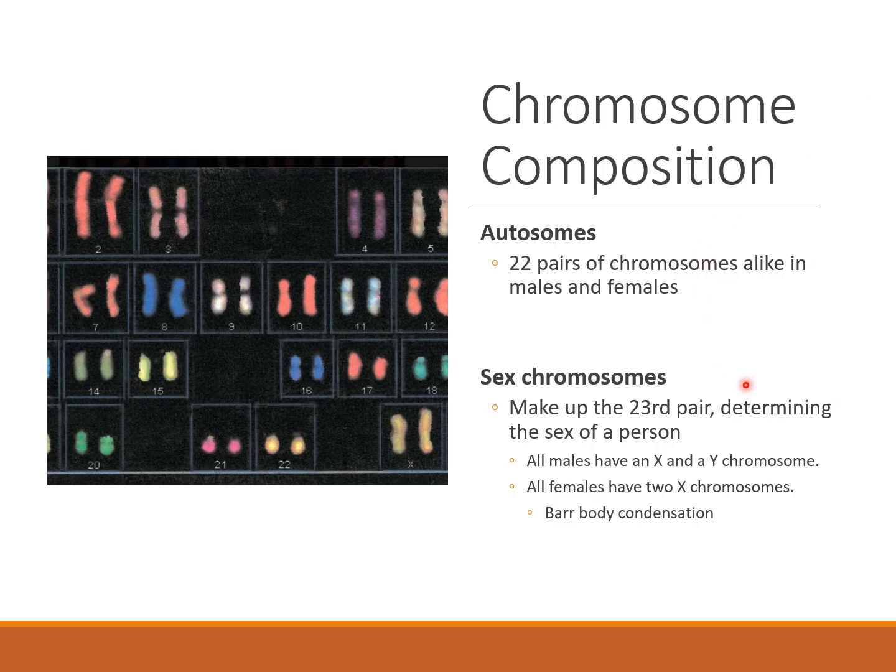So chromosomes themselves, and some of the basics of chromosome composition that you should know, is that there are 23 pairs of chromosomes normally within the human body. Okay.